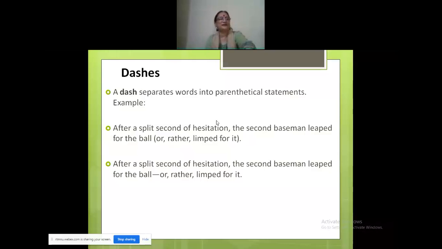So after a split second of hesitation, the second baseman leaped for the ball. Full stop. Or rather limped for it. This is extra information. So after a split second of hesitation, the second baseman leaped for the ball, dash, or rather limped for it. Bracket or dash.